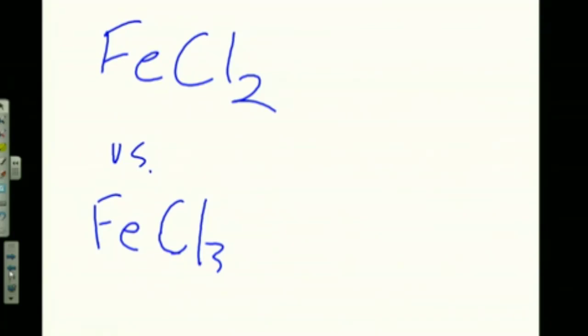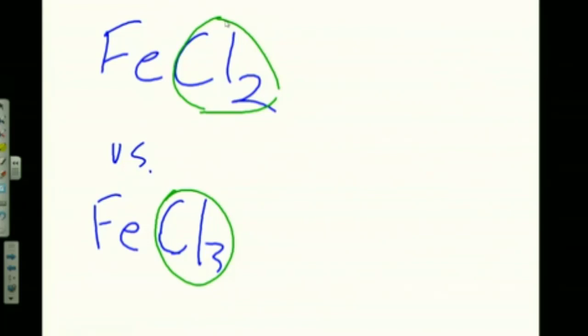Okay? So what we're going to do, we're going to use the anion to calculate the charges on the cation. Okay? What is the charge on the chloride ion? Always one minus, right? Because it's in group 7. And how many chlorides do I have here? 2. I have 2. So that gives me 2 negative charges.